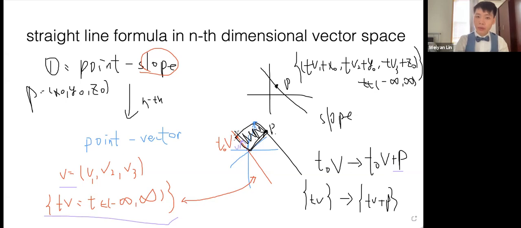Every time we add it, you translate the tV to an actual point on the black line, so that we do it for every t, right? That's how we get from tV to tV plus P. So the end result is that this is a formula, or one way to represent the points in this black line. Right.